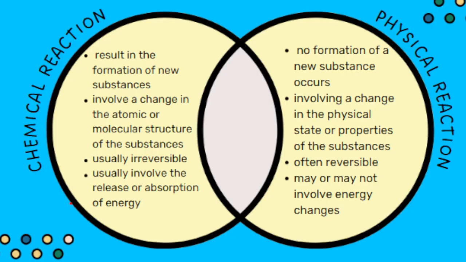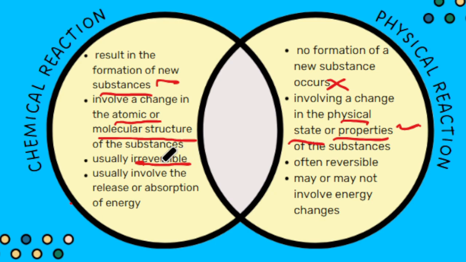So here is a list of the differences between chemical changes and physical changes. In chemical reactions or changes, we get a new substance, but in physical changes we don't get a new substance. And the next difference is that atomic or molecular structure changes, but in physical changes there is only a change in state, physical state, or properties. Okay, the next difference is related to energy.